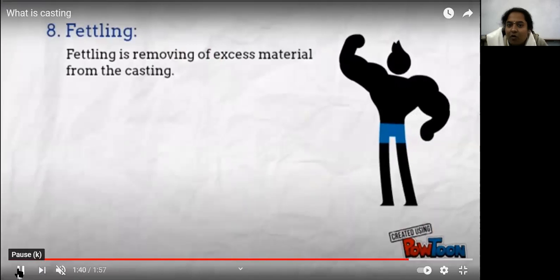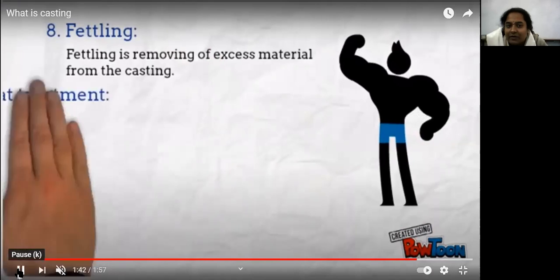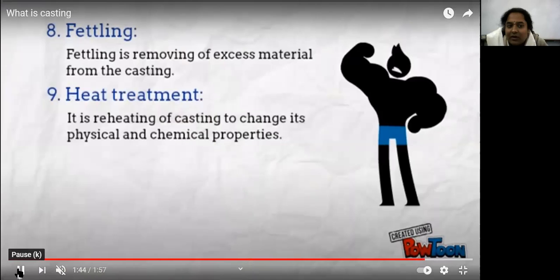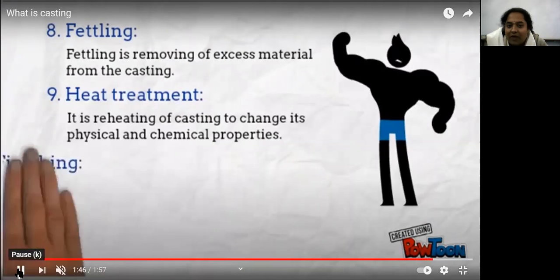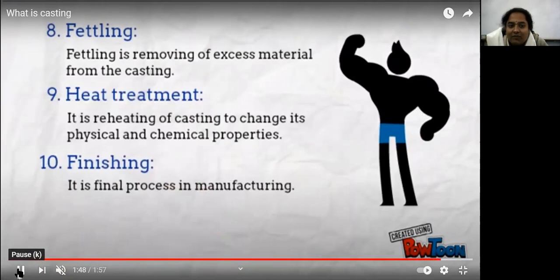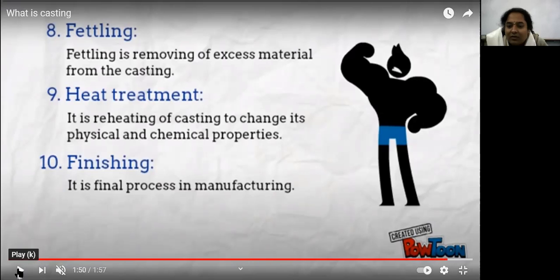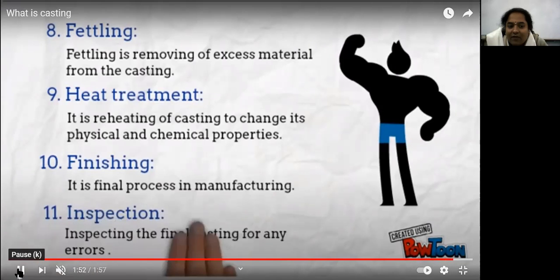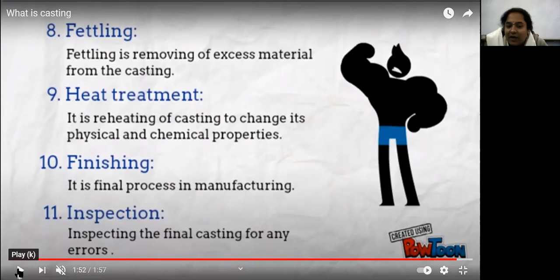Fettling is the removing of excess material from the casting. Heat treatment is the reheating of the casting to change its physical and chemical properties. Finishing is the final process in manufacturing. And eleven is inspecting the final casting for any errors. So these are the 11 steps involved in casting.